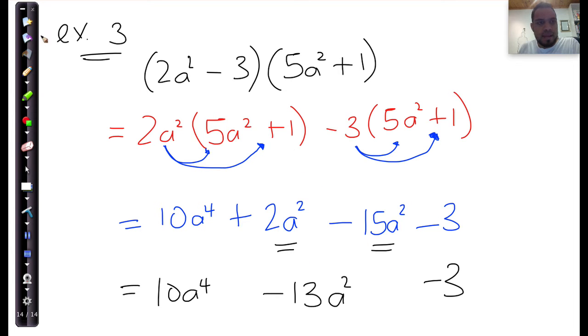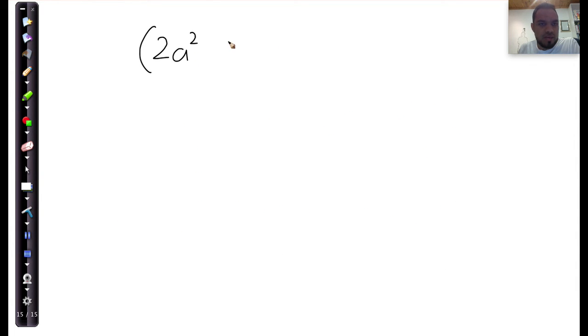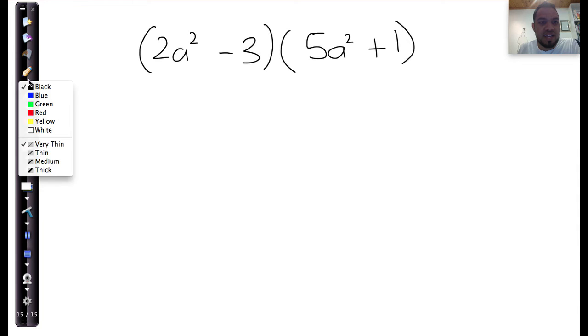Okay, so let's see if we can use the other method, and I encourage you to learn both methods, because as things go quicker, the other method will basically leave out this middle step and multiply directly from this thing over here. So let's take that same question: 2a squared minus 3 multiplied by 5a squared plus 1. Now this one's fairly easy because there's a 1 involved, because when you see anything multiplied by 1, that's more or less going to be the same.